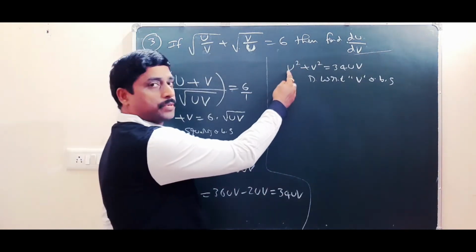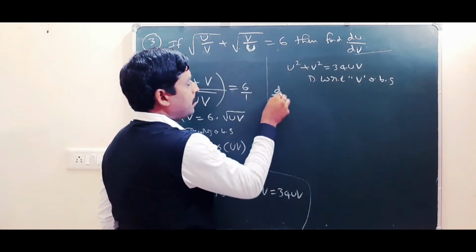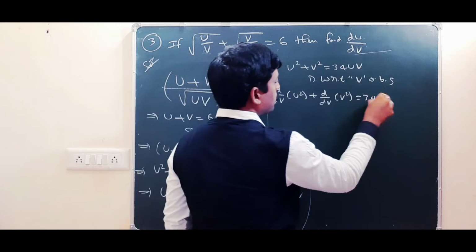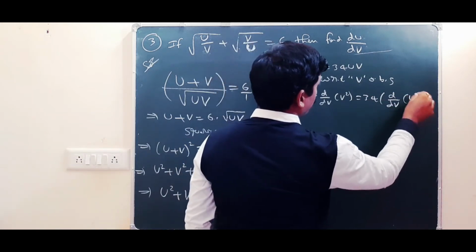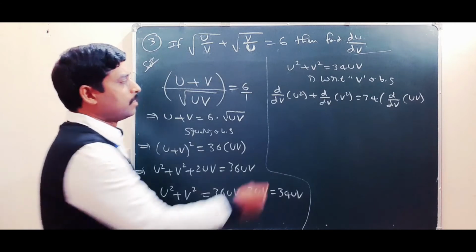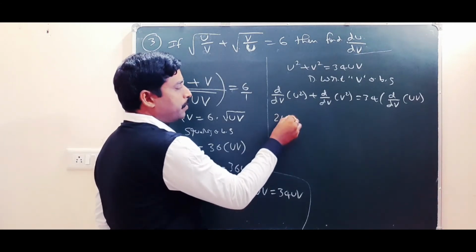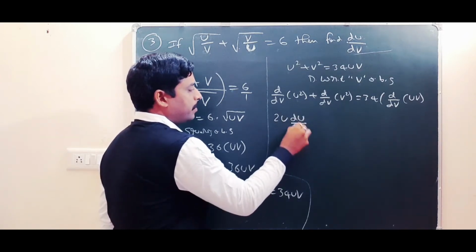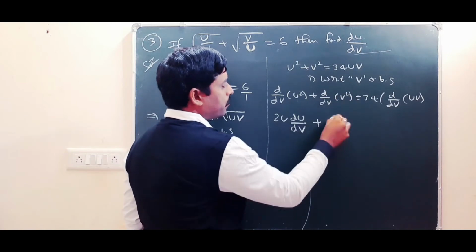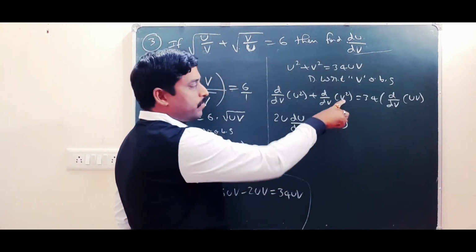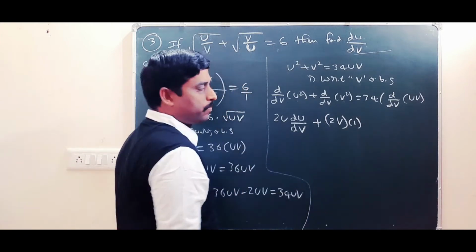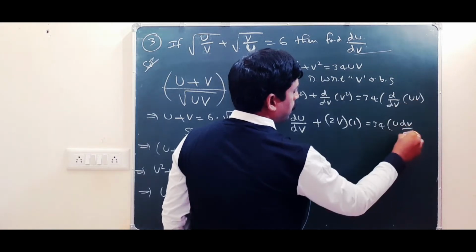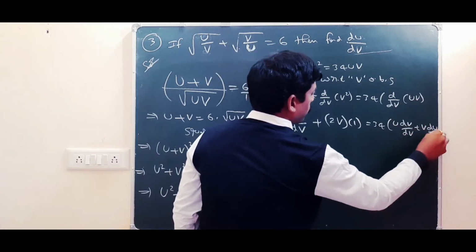So differentiation of u square with respect to v, d by dv of u square, d by dv of v square, 34 constant, d by dv of uv. Okay, so differentiation of u square is 2u, but differentiation of u with respect to v into du by dv. Differentiation of v square is 2v. Differentiation of v with respect to v will be 1. 34 times the uv formula, u into dv by dv plus v into du by dv.